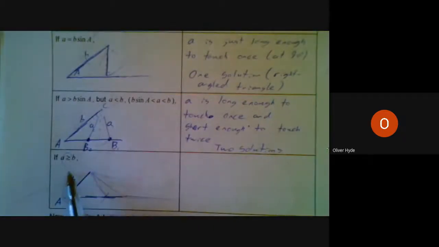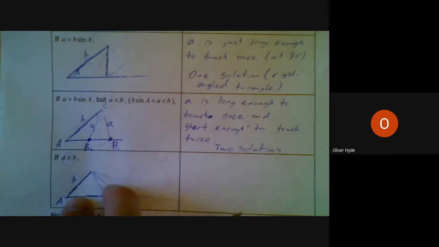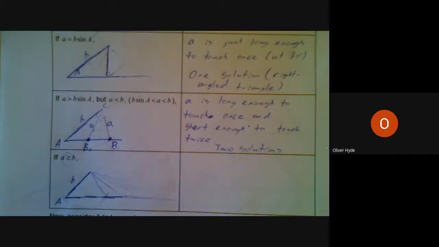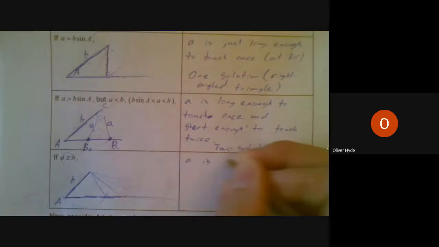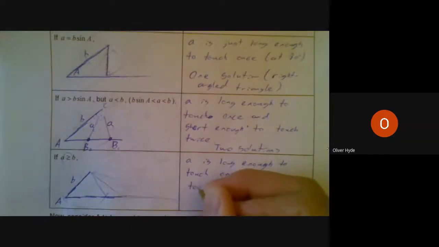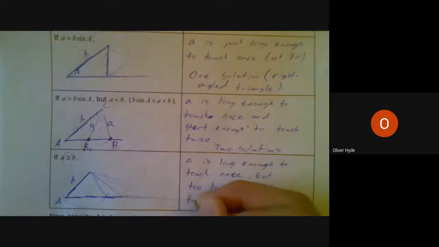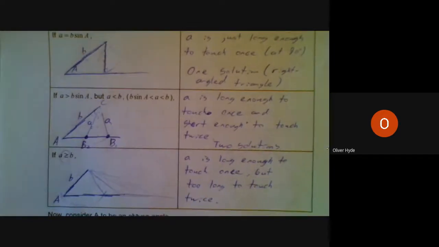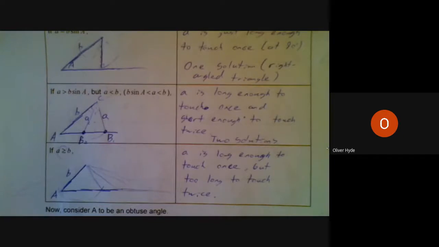You don't need to memorize this. You can always see it in a construction. Draw it out yourself. You can say that A is long enough to touch once, but too long to touch twice. This is what it looks like in our sine law when we don't have room for that second angle, when we break the angle sum of a triangle theorem.